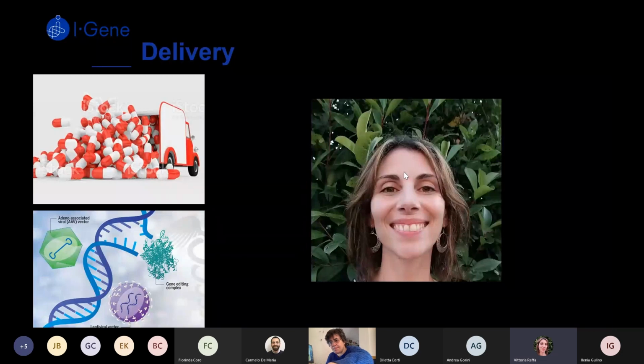Well, the second point is the delivery, because this delivery issue is also related to the previous one, the safety. In principle, if we can target just the disease and not the healthy cells in the human body, we can also find a solution to the safety issue. So this is the big problem: trying to deliver our medication just to the diseased tissue and not touch the healthy cells. This is not easy. This is very challenging.